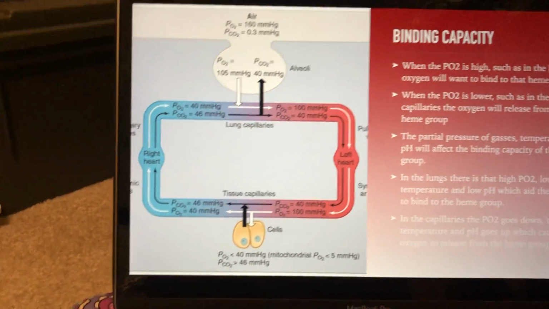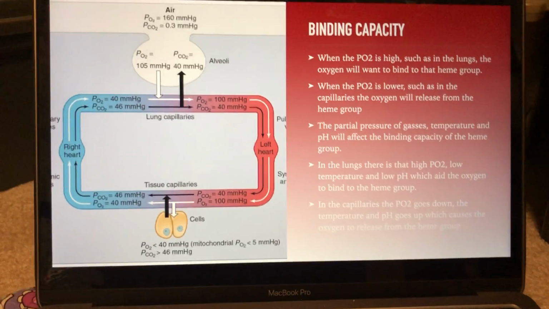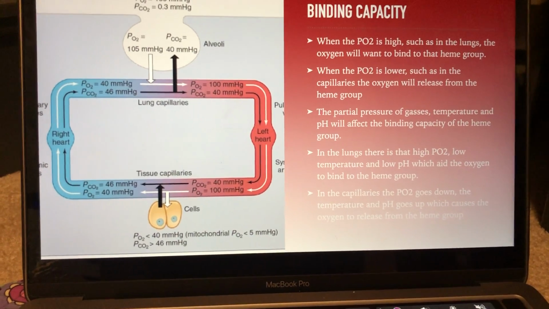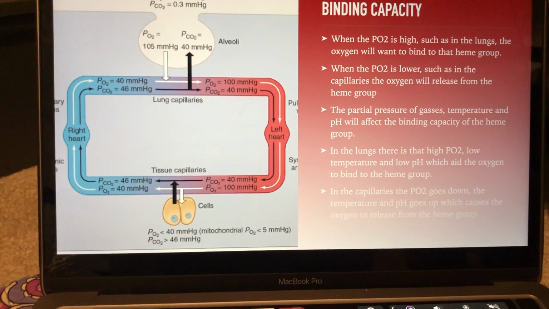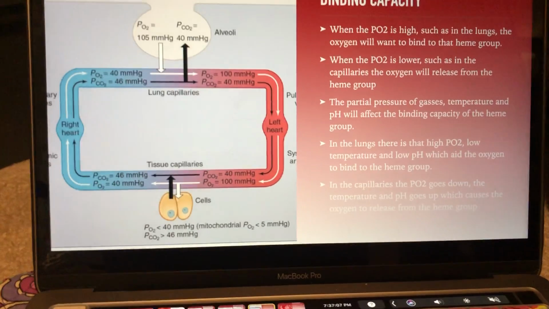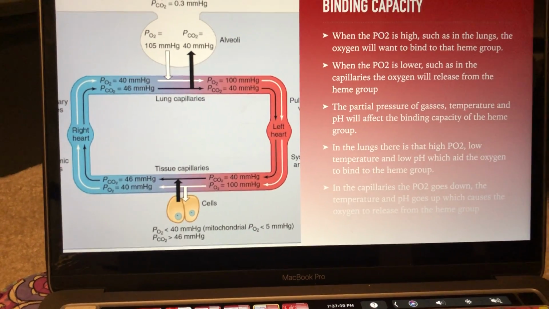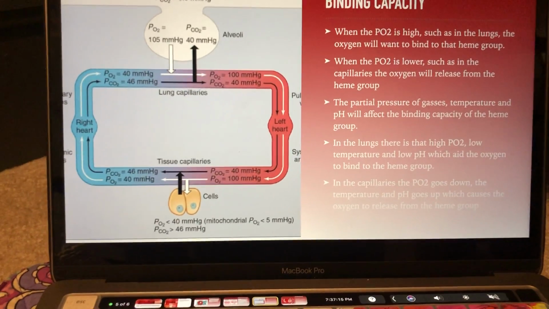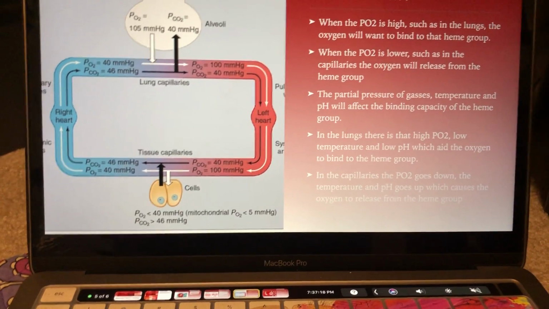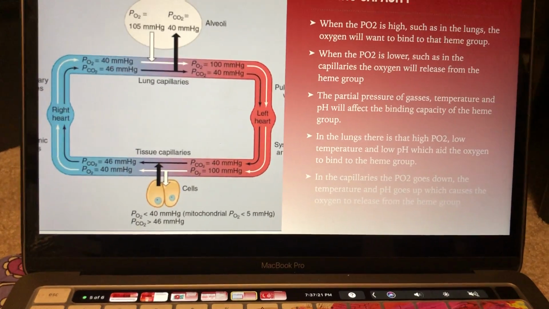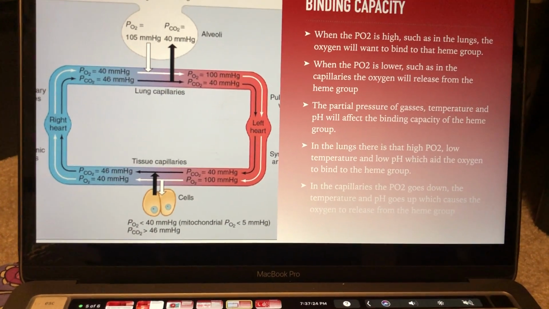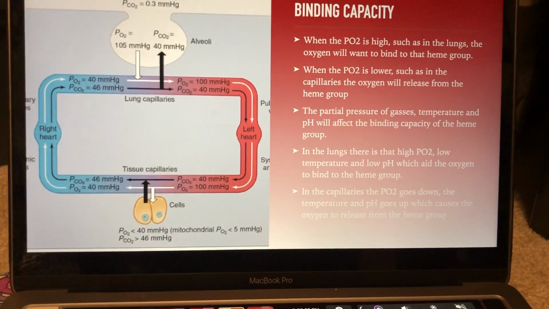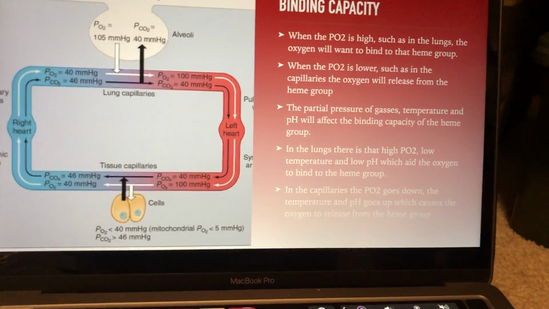So here we're talking about the binding capacity. When the PO2 is high, as it tends to be in the lungs, that oxygen is going to want to bind to that heme group. And then when the PO2 is lower, such as in the capillaries, the oxygen is going to want to release from that heme group. On the left, I added in that picture, it's a lot going on, and there are a lot of numbers. But if you look for the PO2 numbers, you'll see that they correspond to high PO2 in the lungs, and then lower PO2 in the capillaries.